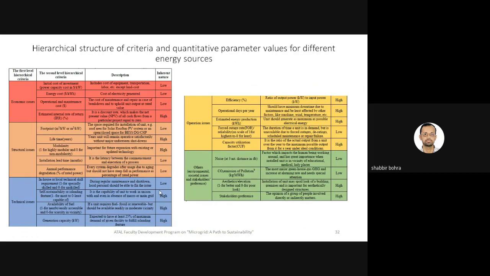So that is to be considered. Now we had also gone through this part of this slide. So what we have considered is the economic issue, structural issue, technical issue, operational issue, and other issues that include the environmental, societal, stakeholders' preferences. And the slides will be shared with you, so you can identify what are the different sub attributes for that particular primary attributes. Okay, so this we had discussed.